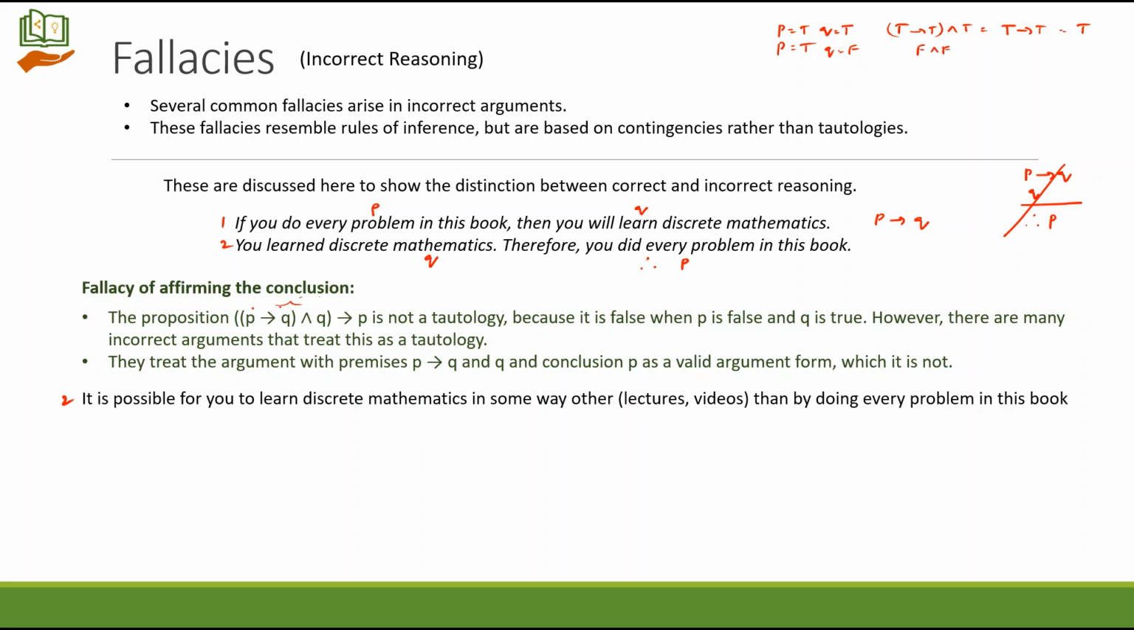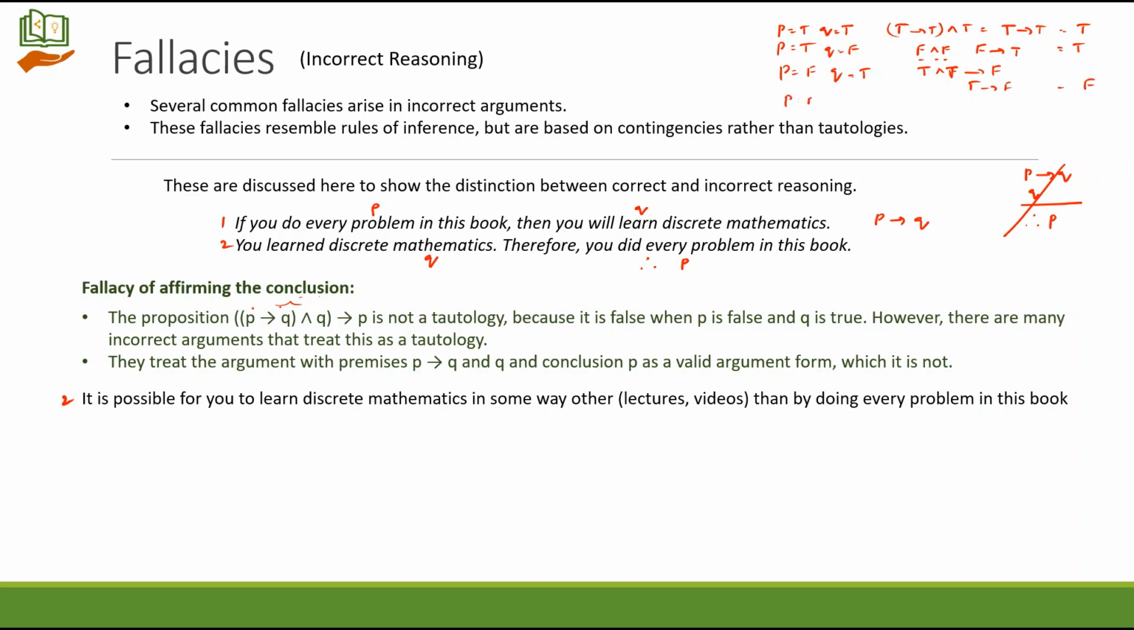F and F will give you F again. What is F implies T? This will give you T. P is equal to F and Q is equal to T. What is F implies Q? It is true. So true and true will give true. True implies false will actually give you false.